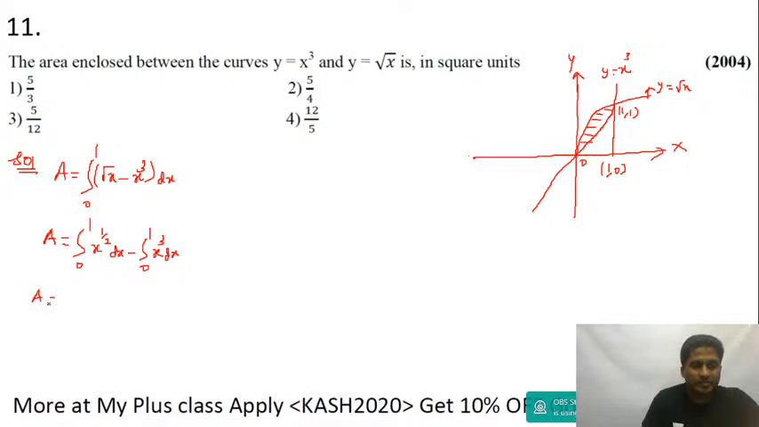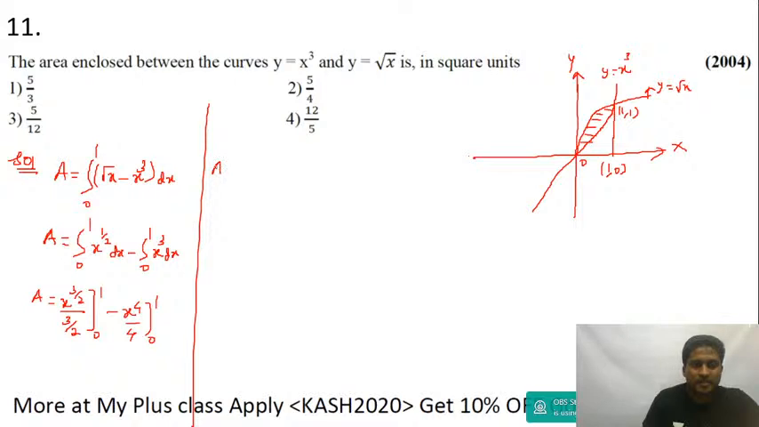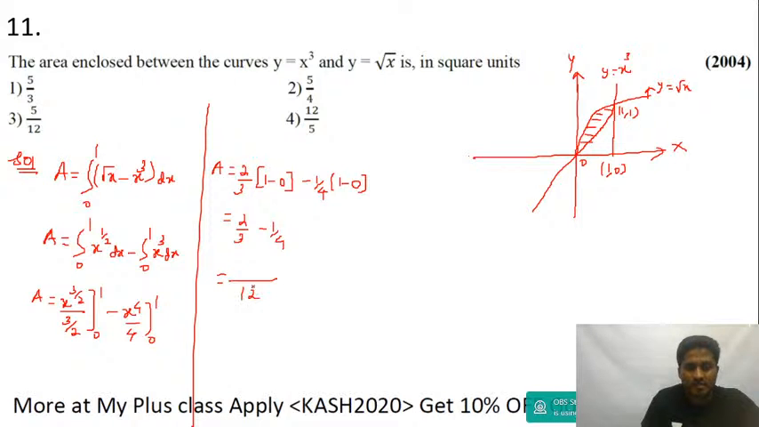Integration of x to the power of half is x to the power of 3 by 2 upon 3 by 2 between the limits 0 to 1. Integration of x cube is x to the power of 4 divided by 4 between the limits 0 to 1. So it goes to numerator. Area is equal to 2 by 3, upper limit 1, lower limit 0, minus 1 upon 4, upper limit 1, lower limit 0. So this becomes 2 upon 3 minus 1 upon 4. Take LCM 12, cross multiply, you will get 8 minus 3. So you get 5 upon 12 square units.